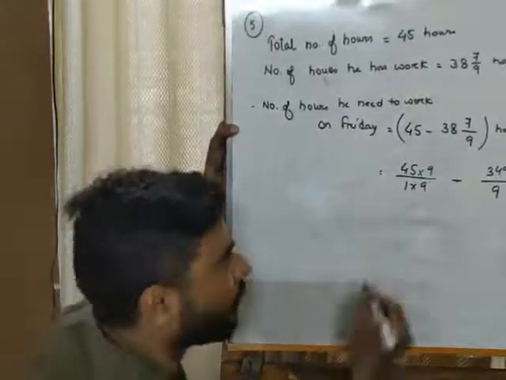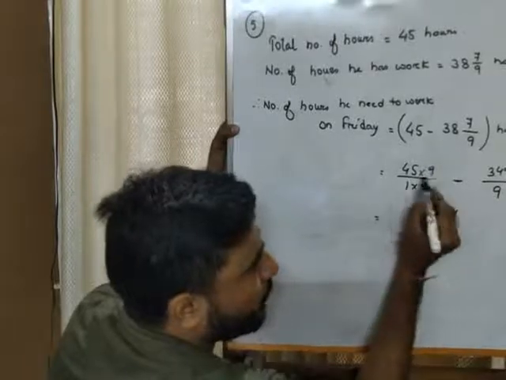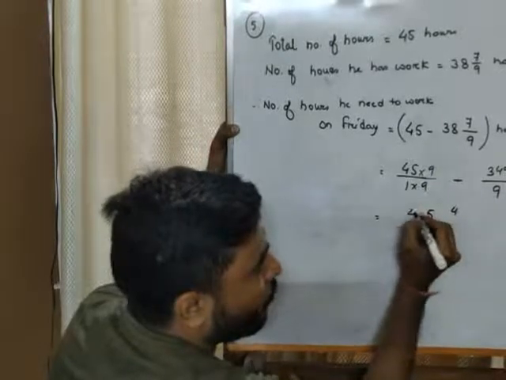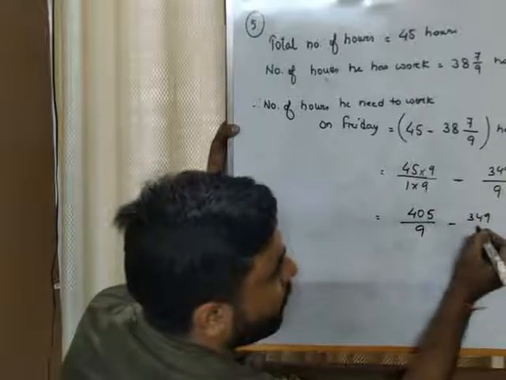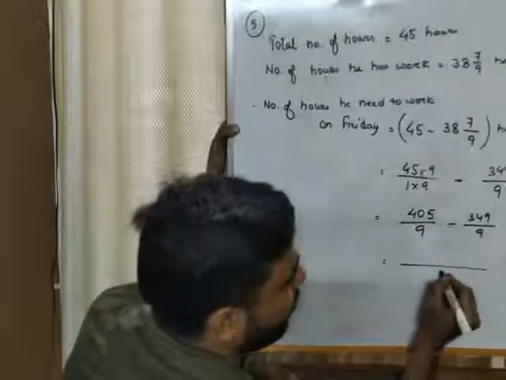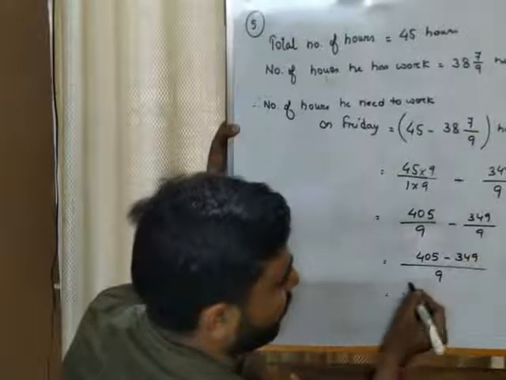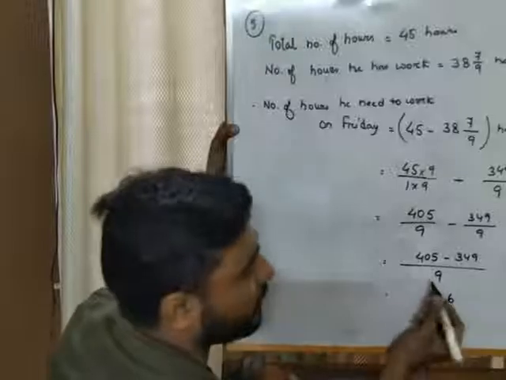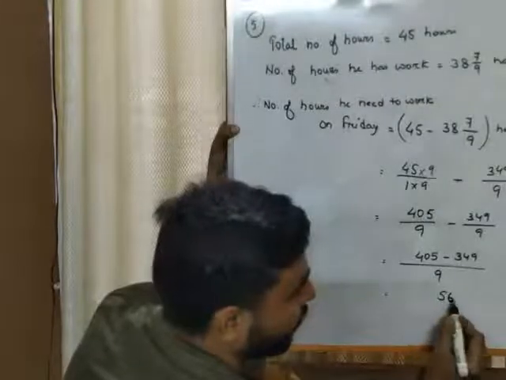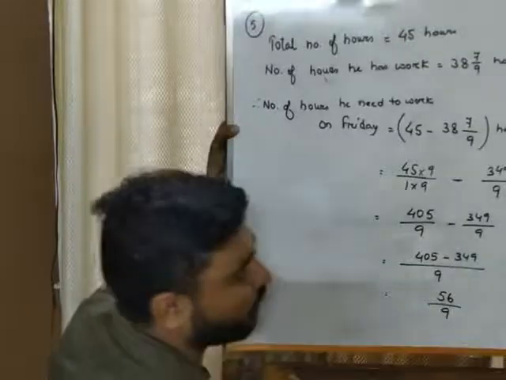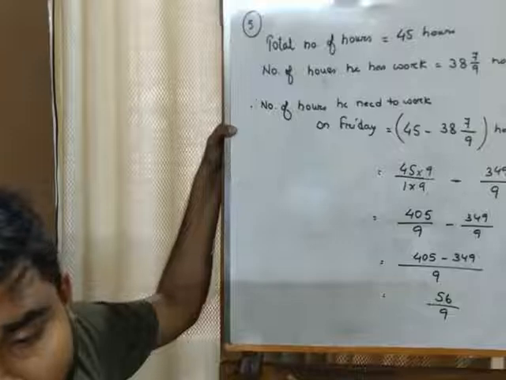Okay. So 9 into 5 is 45. Carry 4. 9 4 times 36. 36 and 4 is 40. 40 by 9 minus 349 by 9. So now here it will be 15. 15 minus 9 is 6. Here it became 9. 9 minus 4 is 5. And 3 minus 3 is 0. So it is 56 by 9.